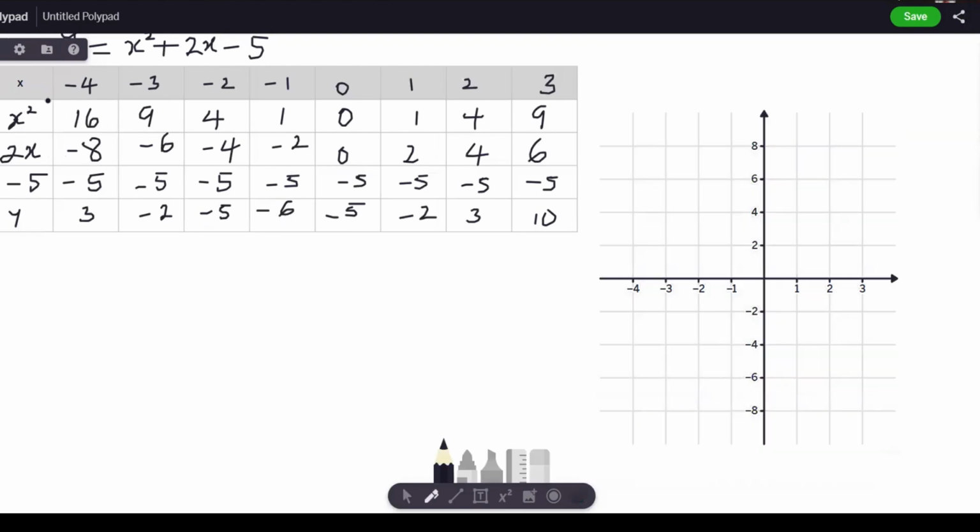Now, notice our values of x. The first value of x is what? -4. And the second value is what? -3, and it goes down to +3. So when x is -4, what's the value of y? Y is +3. So this is -4 here.